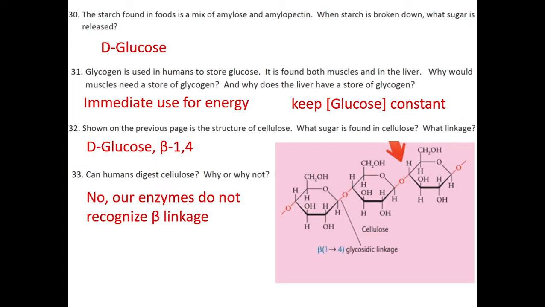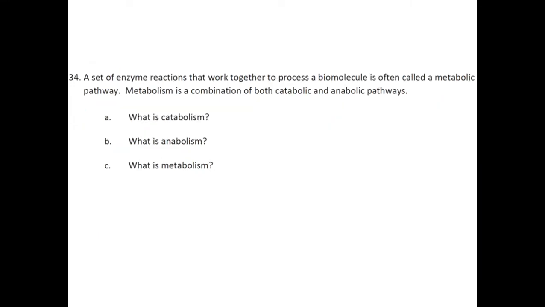So this is 33. So part 3, let's look at how we get energy from sugars, because that's what we need. Okay, this is why we eat things. We want to get energy. 34. So we need to know the meaning of those 3 names. So catabolism, anabolism, metabolism. Catabolism is breakdown of biomolecules.